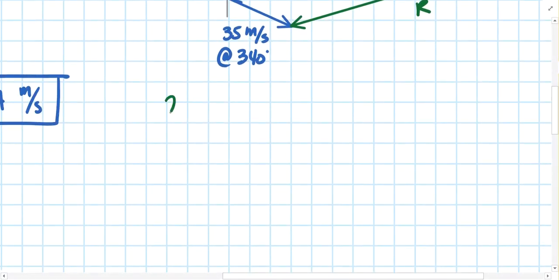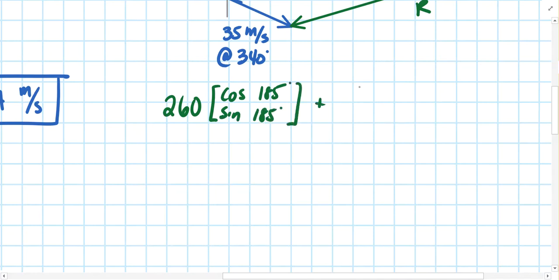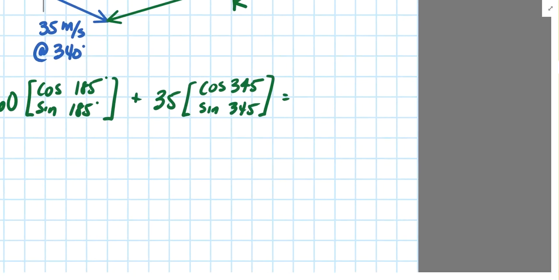Well, as far as the setup goes, we'll use the same technique as before: 260 meters per second times cosine of 185 and sine of 185, added with 35 meters per second at the angle cosine of 345 degrees — almost made that mistake again, 345 — and sine of 345. And the result that I get off of the calculator here is reporting negative 214.5. Now we should only keep three significant figures.